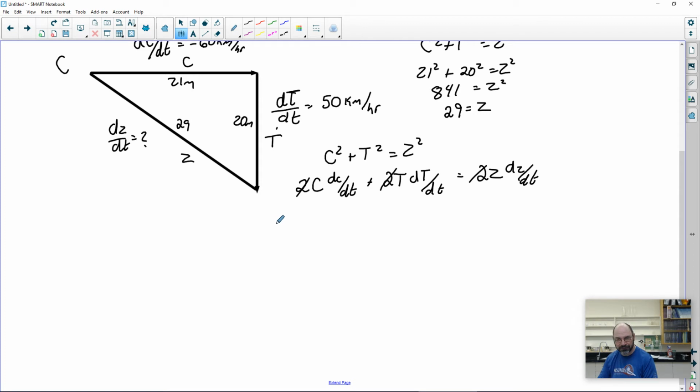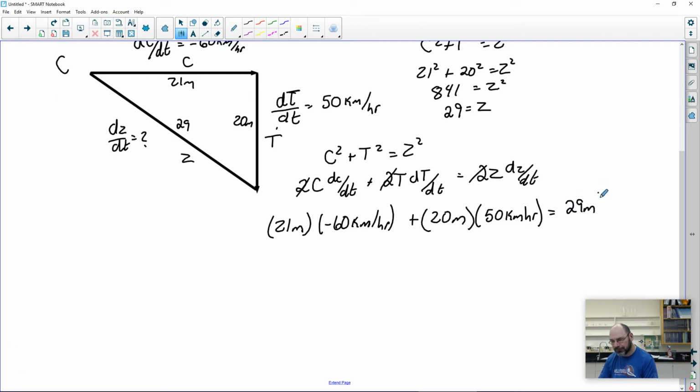So c was 21 meters, and our car rate was negative 60 kilometers an hour. And then we add our truck, which was 20 meters, times our truck rate, which was positive 50 kilometers an hour. And that's going to give us our z, which was 29 meters, times dz/dt. And dz/dt will be in kilometers an hour if we do all of this. So this is our equation to solve.